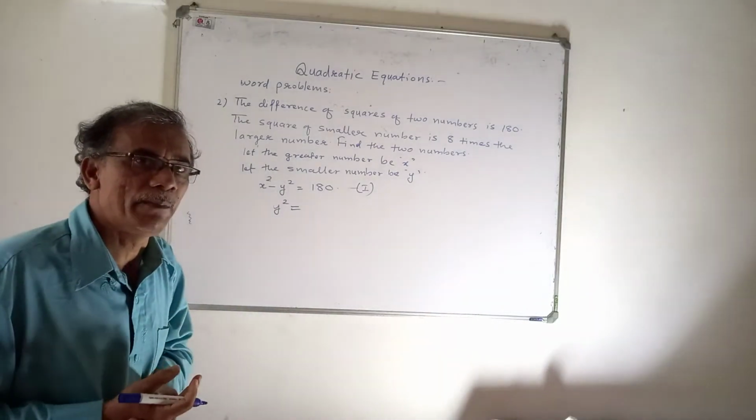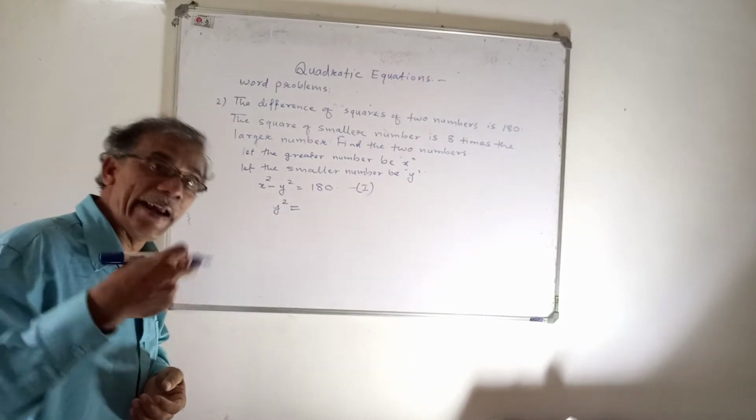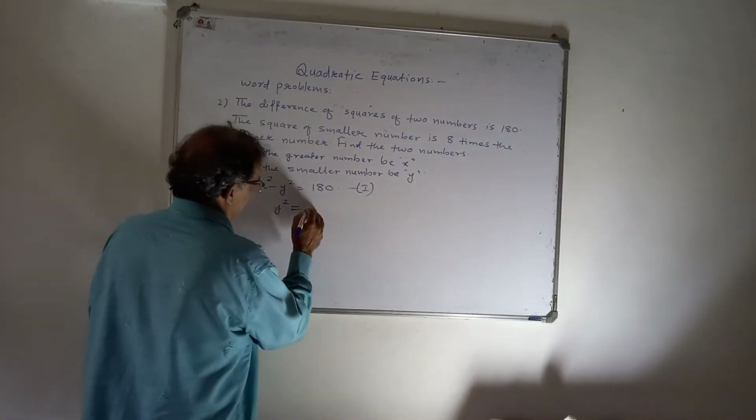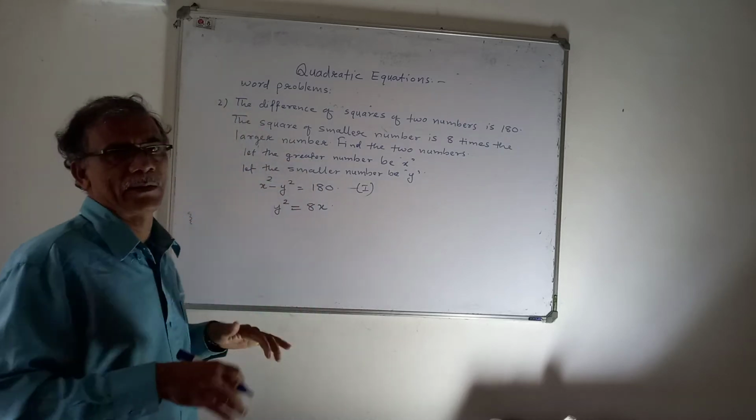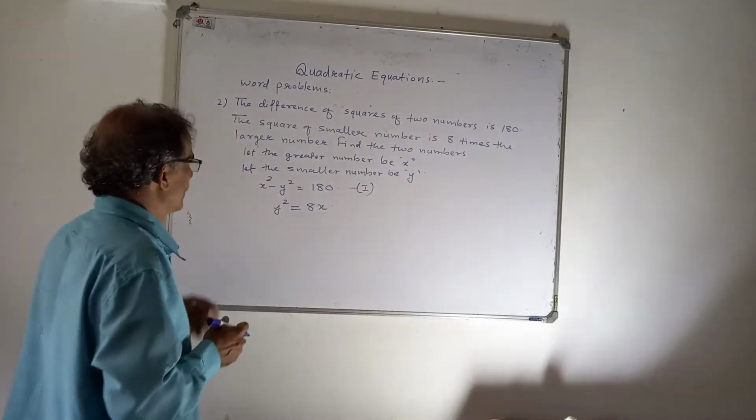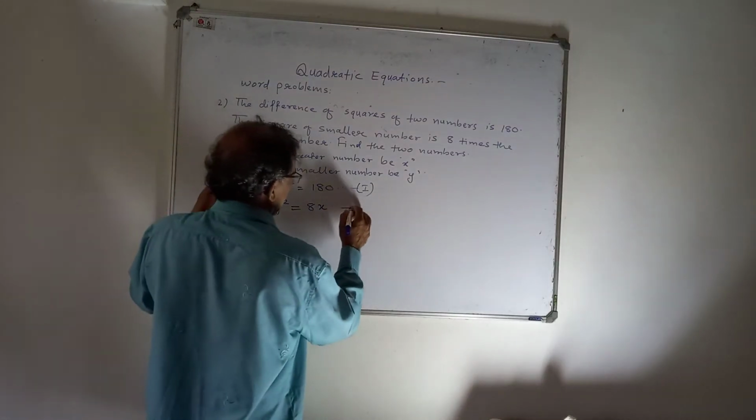Which is our larger number? Yes, x. So 8 times the larger means 8 into x, just like 10 times 10x, 12 times 12x. So now this is the second statement we are doing.